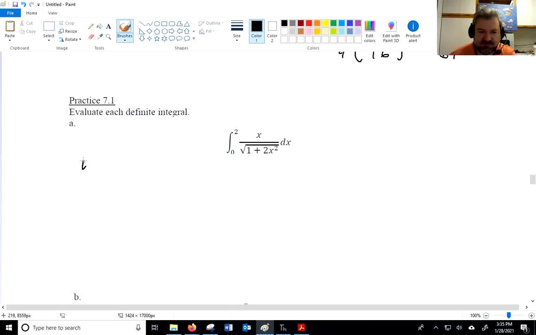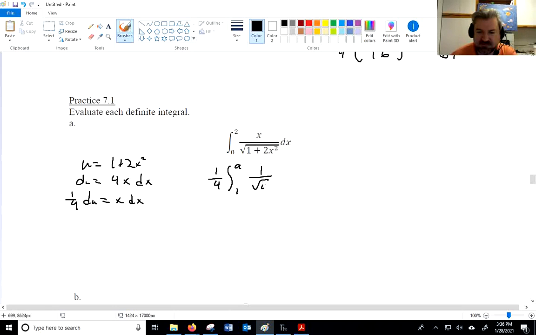All right, hopefully you chose to make u 1 plus 2x squared, which makes du 4x dx. So we'll call this 1/4 du is x dx. So this becomes the integral. I'll plug in 0 for x. It gives me 1. 2 for x gives me 9, I believe. And then the 1/4 du takes out the x dx.